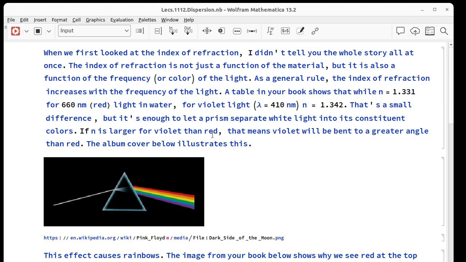n is larger for violet than it is for red, so that means it'll be bent to a greater angle, and that means this famous album cover is actually accurate, where the purple is on the lower side and the red's on the upper side.